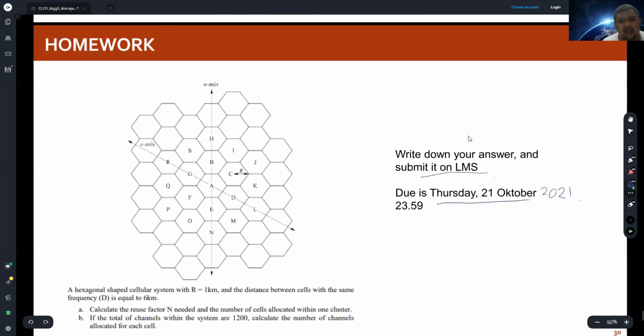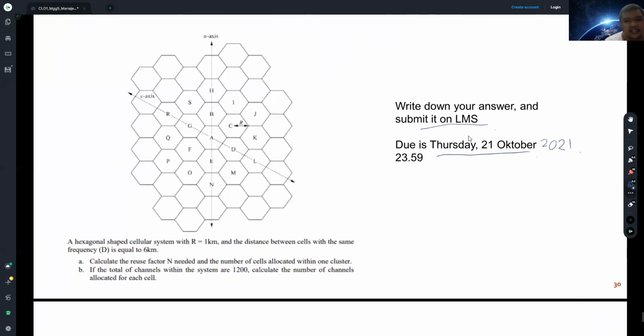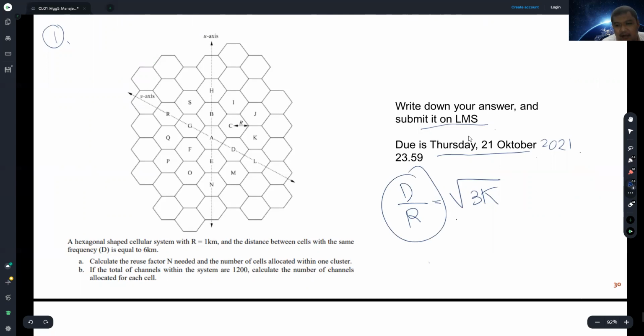There is only one question. This is the question. A hexagonal shaped cellular system with R equal to 1 and the distance between cells with the same frequency D equal to 6. You could calculate the value of D per R, right? D per R equal to root of 3 times K. Using the value of D per R, you could obtain the value of K. Calculate the reuse factor K, or the reuse factor N.